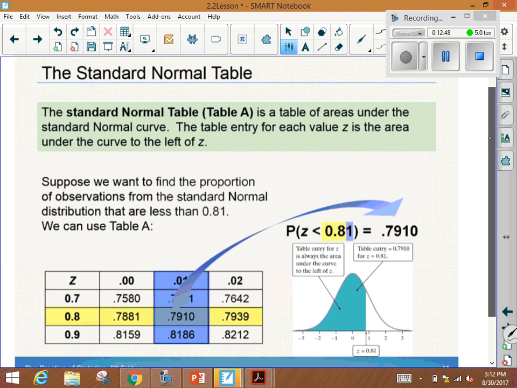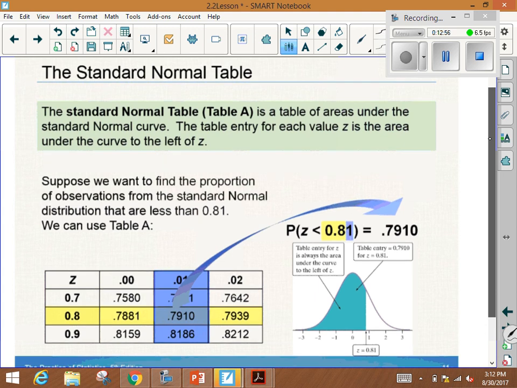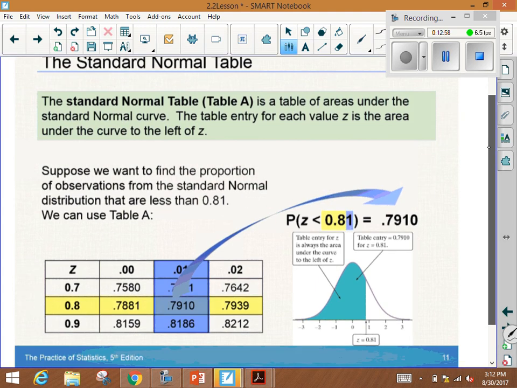We're going to look at this standard normal table, also referred to as table A, the table of areas under the standard normal curve. The table entry for each value is the area.